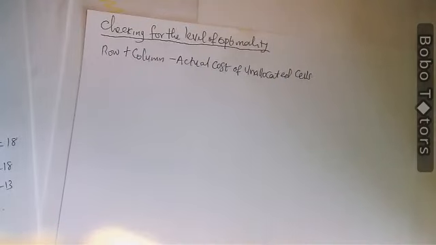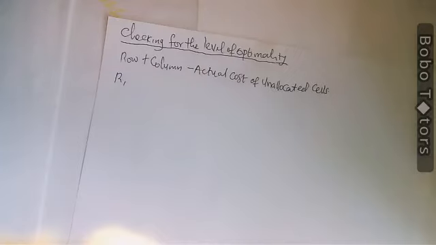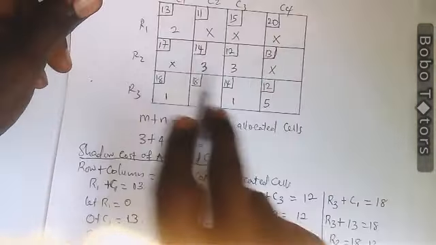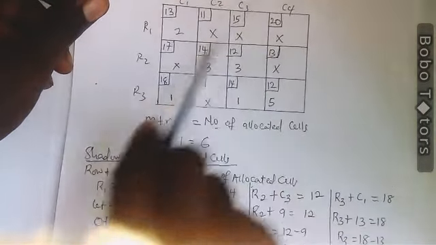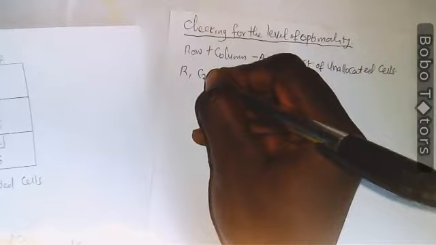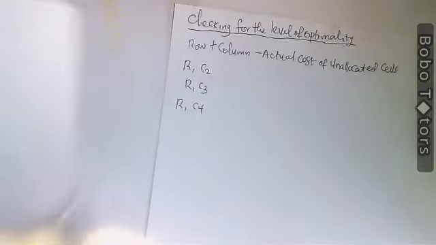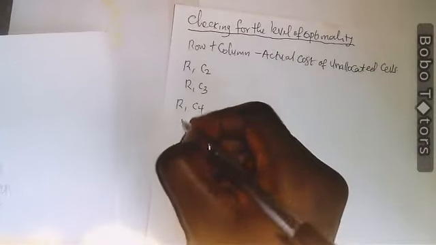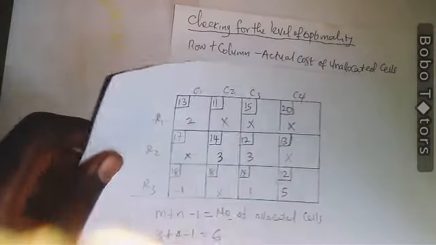So the unallocated cells in this question, based on the new thing that we've done, not based on the old one, because we created a loop before we could figure out this one, are: row 1 column 2, row 1 column 3, row 1 column 4, row 2 column 1, row 2 column 4, row 3 column 2.